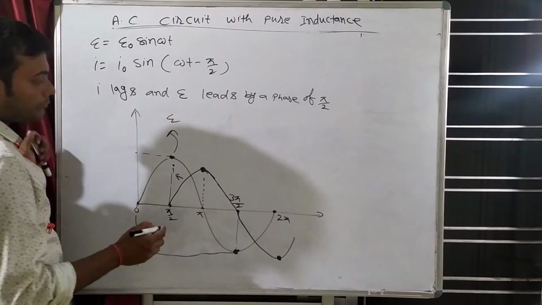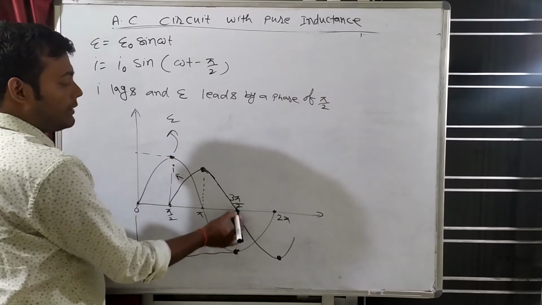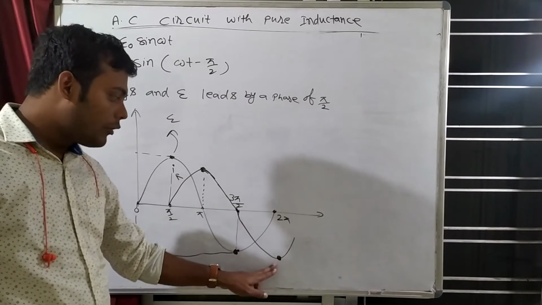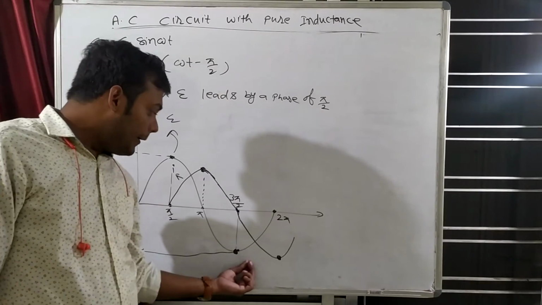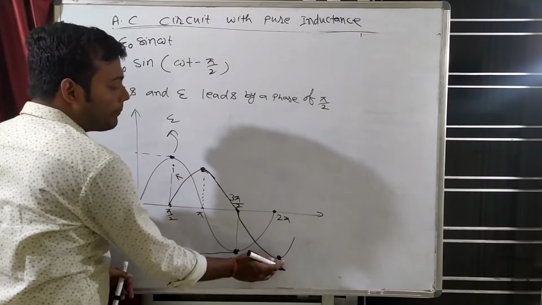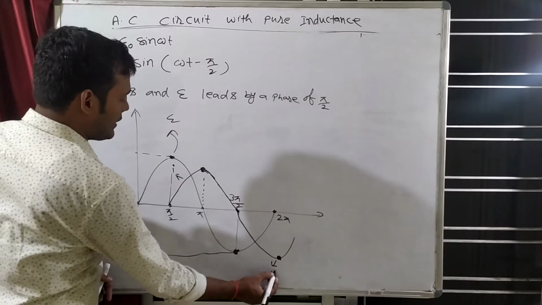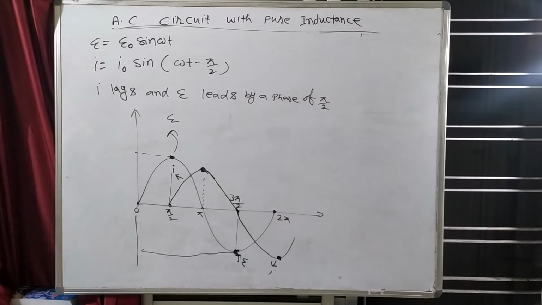Clear? Again see, when this becomes minimum, then it will be 0. And again this will be 0. So this will become the minimum. So first its peak came, whose? EMF's. And then at a pi by 2 phase difference, there will be a peak of current. So this is current, and this is the peak of EMF. Clear? So this type of graph will be there.